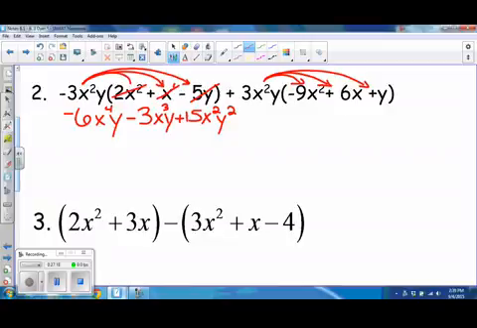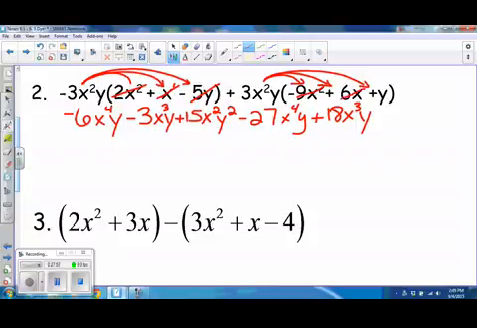Good. Okay. So, check your work. Negative 3x squared y times negative 9x squared is negative 27x to the 4th y. Everybody good? So I'm done with that one. 3x squared y times 6x. 3 times 6 is positive 18. I have x to the 3rd y. Questions? No?